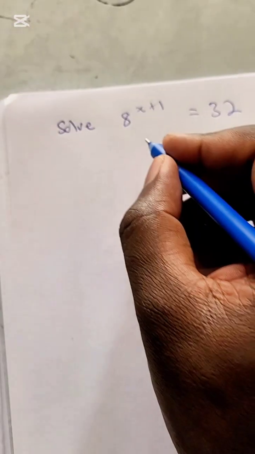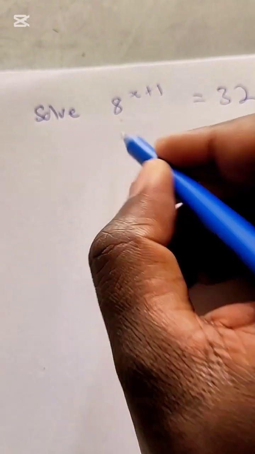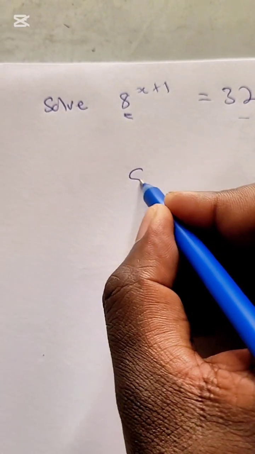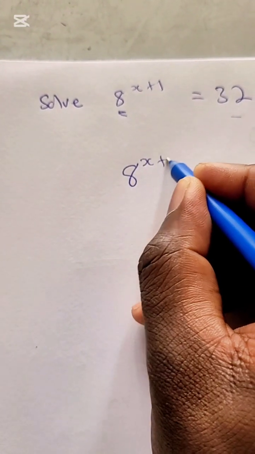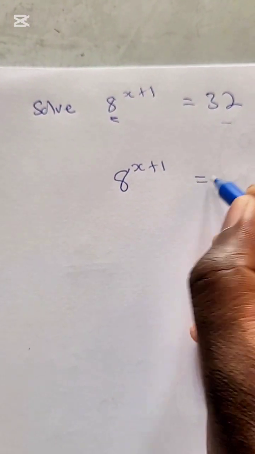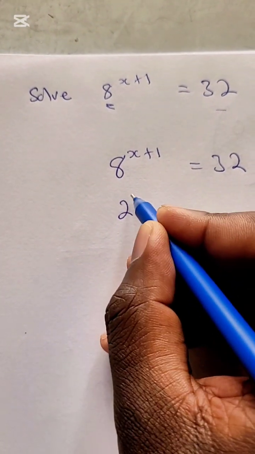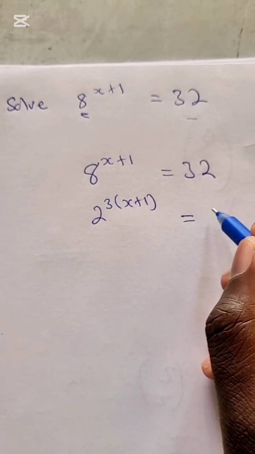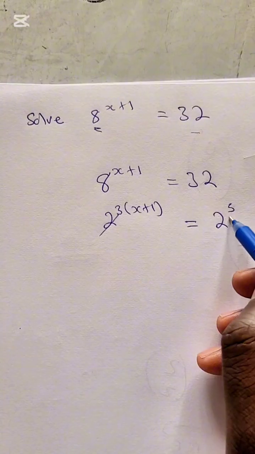Okay, number 20 says solve the equation 8 to the power of x plus 1 is equal to 32. Let's equate our bases right here. So 8 is the same as 2 to the power of 3, raised to the power of x plus 1, is equal to 32, which is 2 to the power of 5. So we have the same bases, then we cancel.